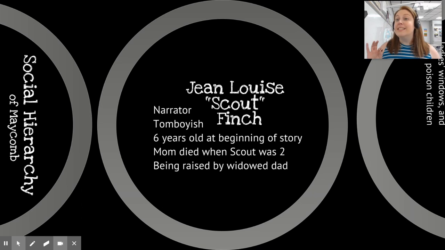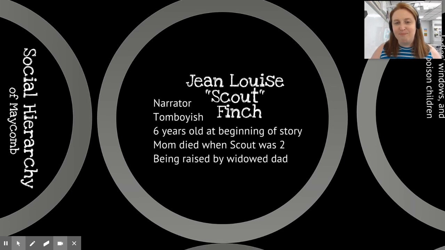But I will say, Scout is very tough and rough. She is not the girly girl. She is definitely one of the boys, if you would. She definitely likes to hang out with her brother Jim way more than being inside playing tea. That's not really her thing.